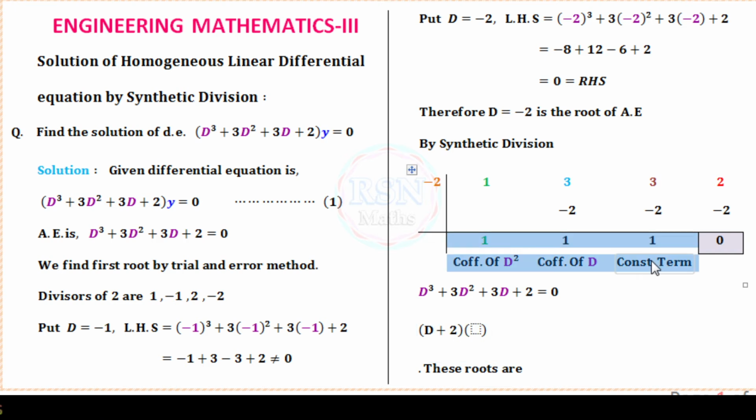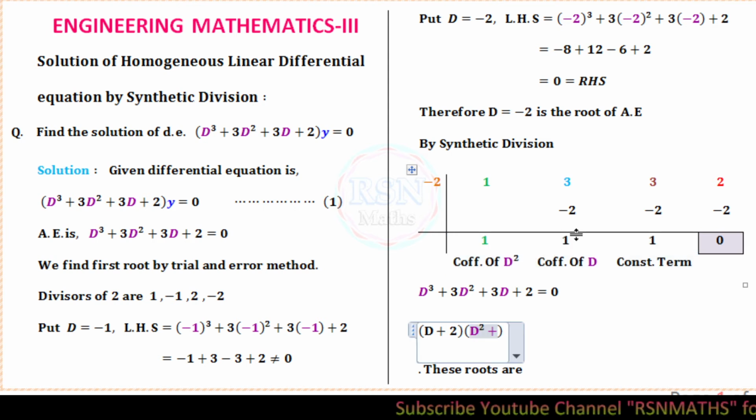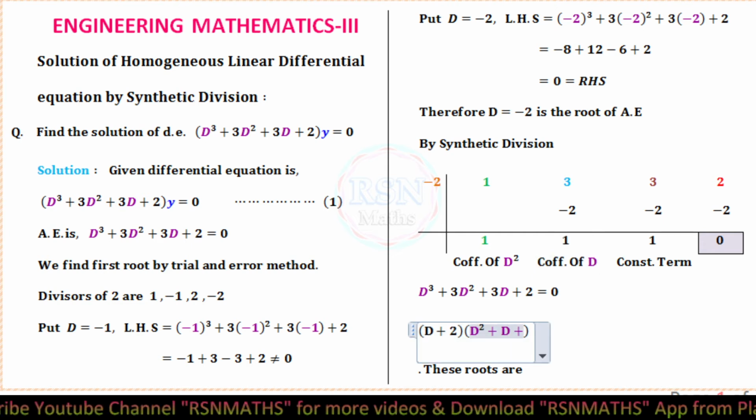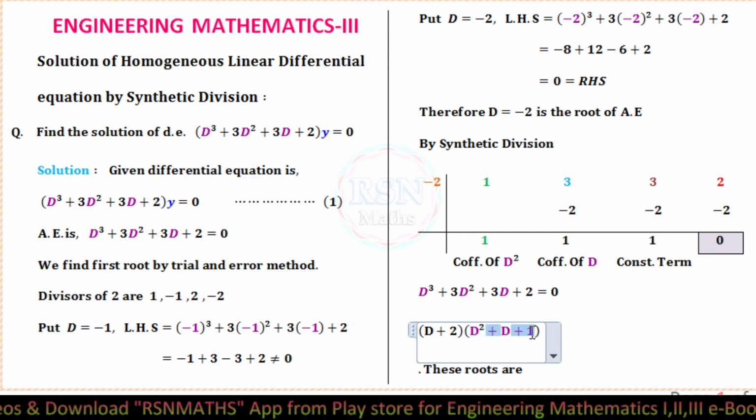In this, the coefficient of d square is 1, so we can write 1 into d square, which is equal to 1, plus this coefficient into d. So 1 into d is d, plus the constant term is 1. आर यू गेटिंग दिस आइडिया? हमने ये फैक्टर कैसे लिया है, सबको समझ में आया क्या?